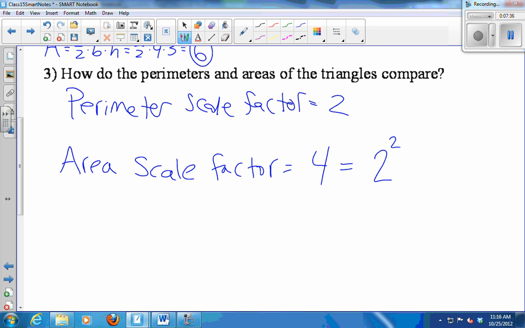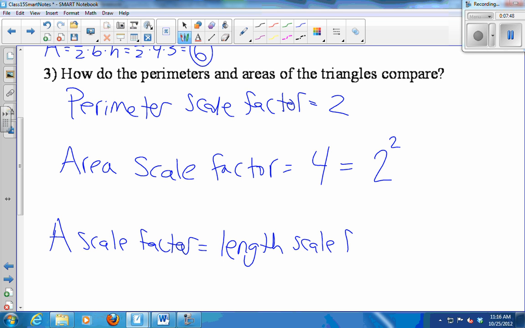So area scale factor will always be the length scale factor squared, for any shape, not just for a triangle.